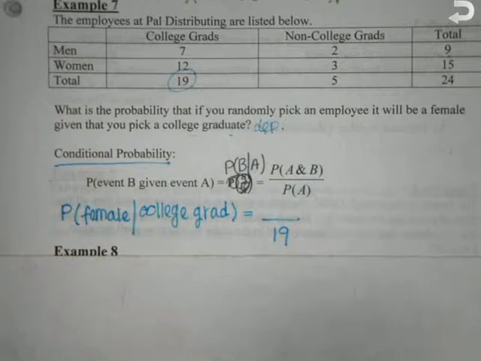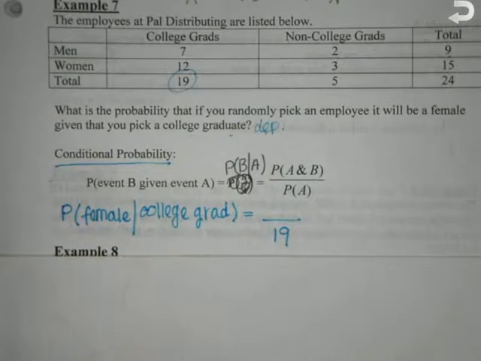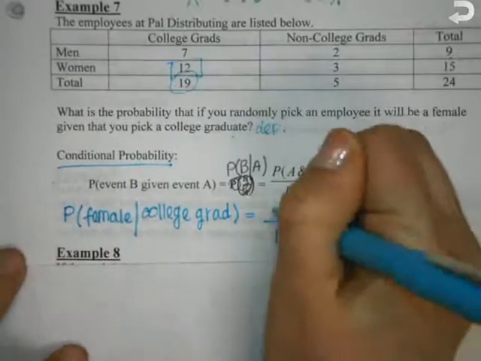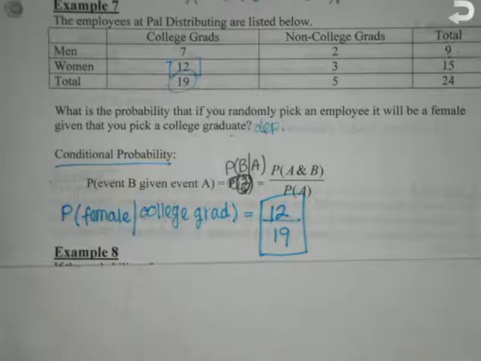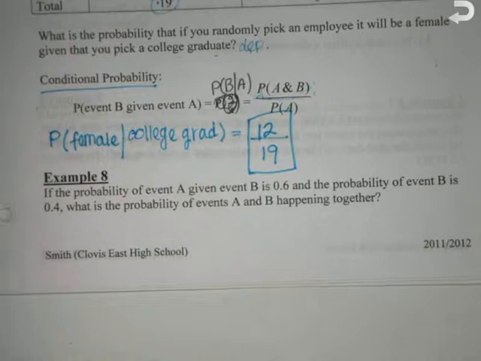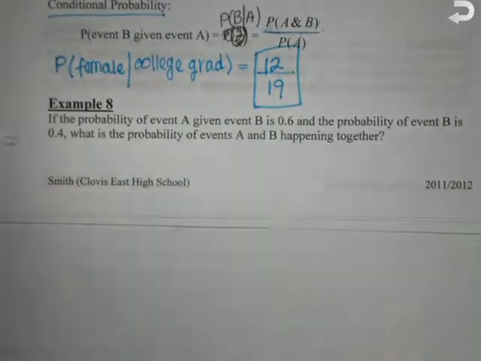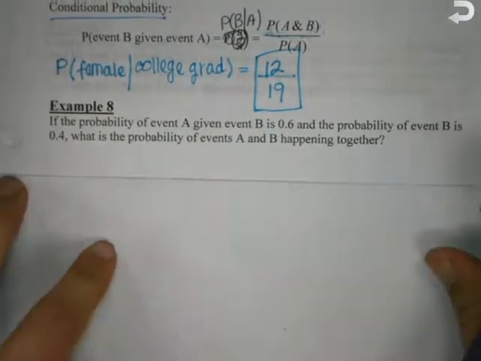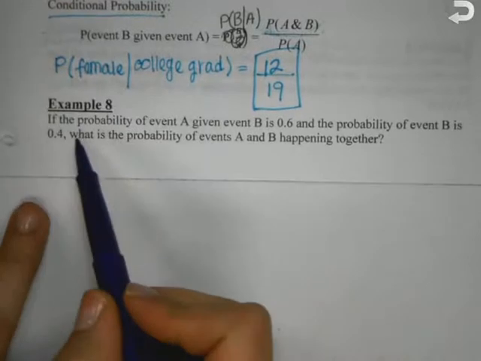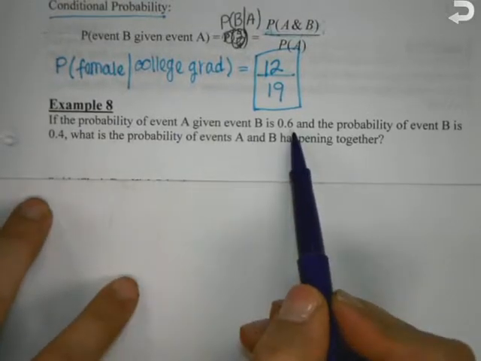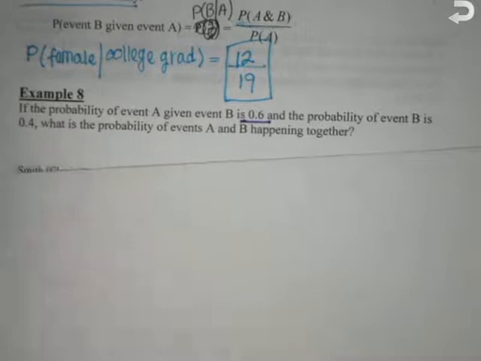Example 8. So in this one, it's a similar type of problem, a conditional probability, but there's not a table given to us, so we're actually going to have to use our brain power a little bit. If the probability of event A given event B is 0.6, so how would we write that first? Probability of A given B is equal to 0.6. And the probability of event B is 0.4, so probability of just B happening is 0.4.